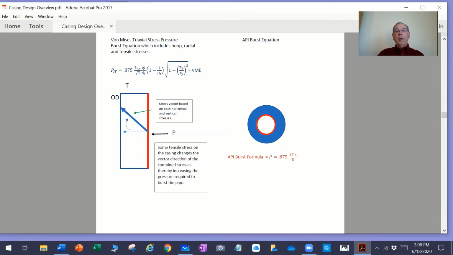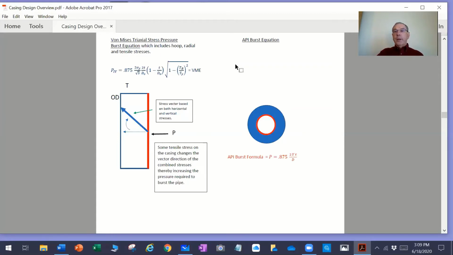So it has not only the hoop stress, the hoop stress is trying to break it apart. That's in this direction. And then you would have the radial stress, which is in this direction, trying to, I call it, rupture the pipe. And then you would have tensile stress, which is longitudinal along the axis of the pipe, in this direction, would be the axial stress. So if you combine all three stresses, you get this equation.